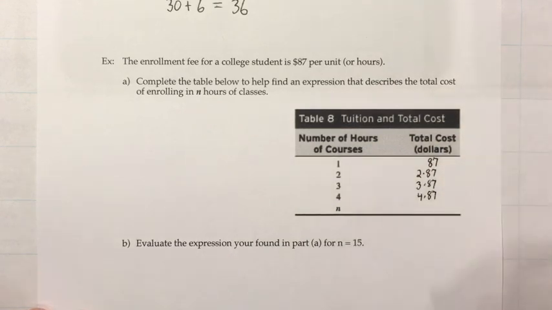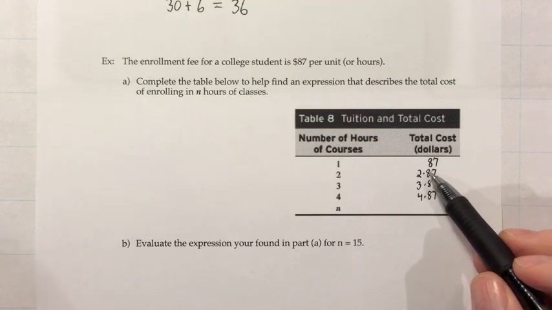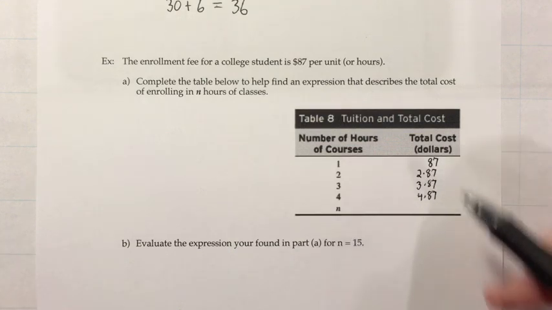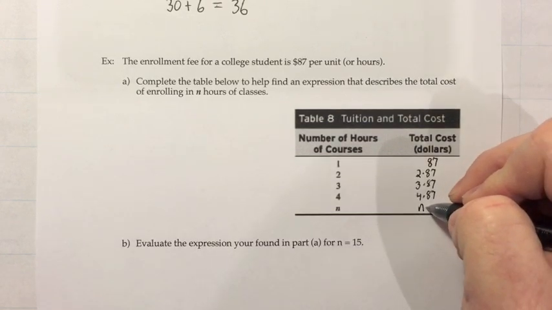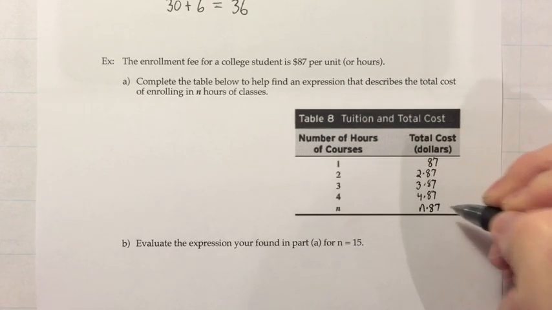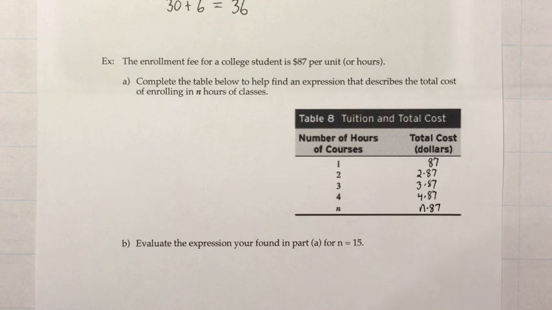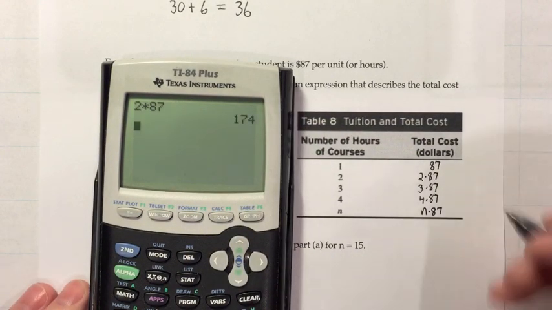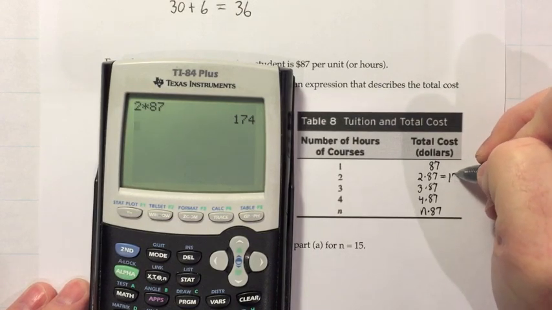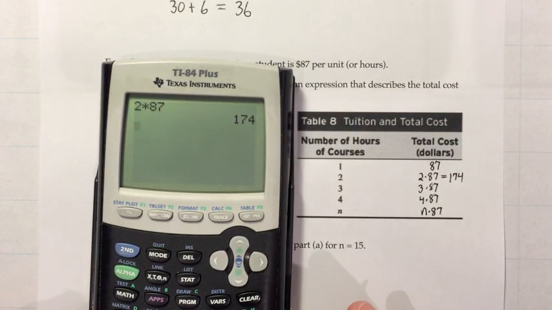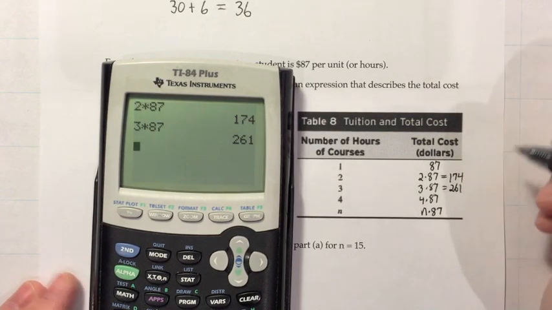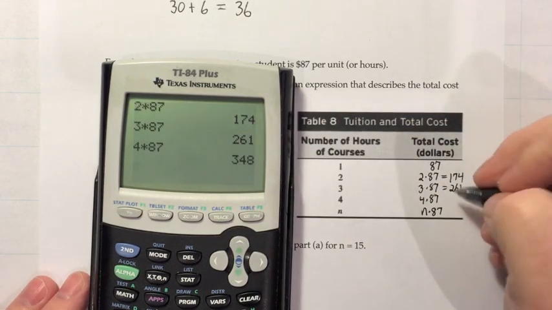And we'll work these out in a moment, but I just wanted to show you with the multiplication, because that helps fill in the expression. If it was n hours, then it would be n times 87. All right, and then let's bring in the calculator and calculate those out. So 2 times 87 is 174. 3 times 87 is 261. And 4 times 87 is 348.